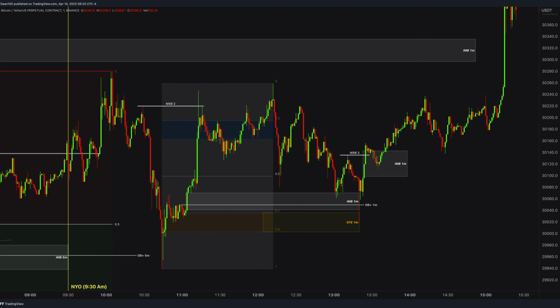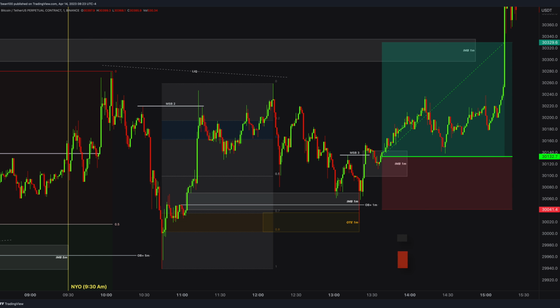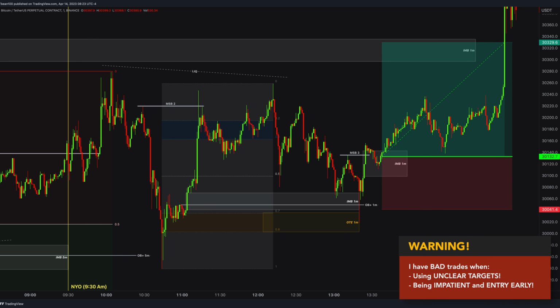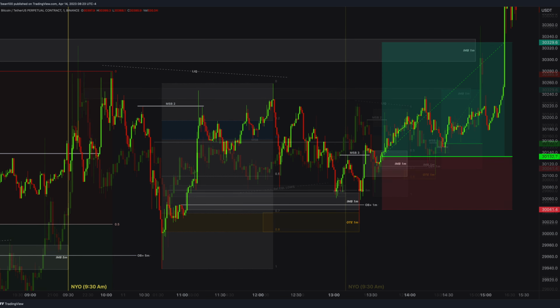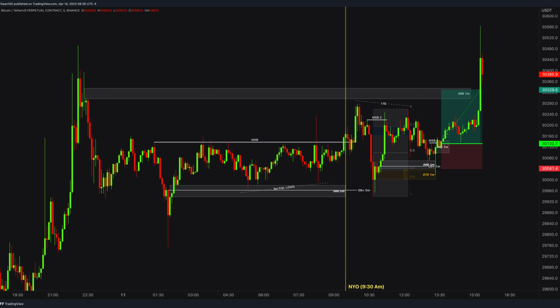At the top, you can see possible targets of liquidity. Right below the 1-minute imbalance, this gives me a proper target to aim for. There are 2 things that really affect my trading. First, unclear targets. If I cannot find clear targets, it is bad. Second, early entries. If I do not watch the price for a really good entry and rush things, it is terrible for me. This is how I took this trade. Lots of patience and pain.